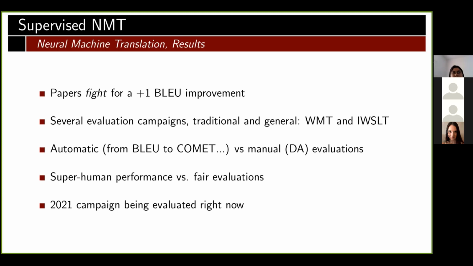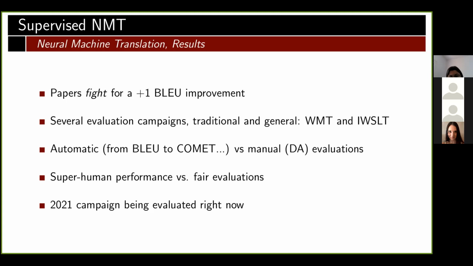Direct assessments means that a person sees the translation of a sentence. When it's possible, the sentence is seen in context and also with the source language. Sometimes this cannot be done as completely because of lack of evaluations, but this is the best case scenario. You have a person looking at a translation in its context and also with the source or original sentence. And then people need to grade the quality of the translation on a scale from 0 to 100. If you do this with hundreds of people, then you have a good estimation of the quality of your translation system.